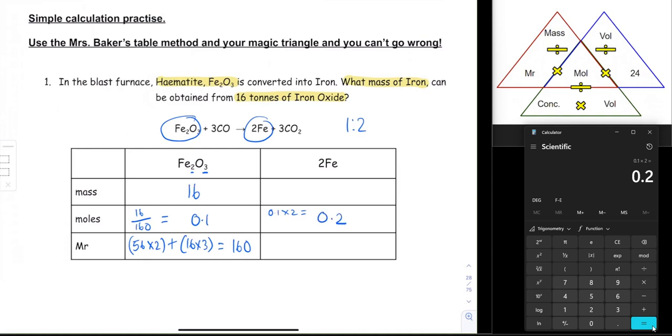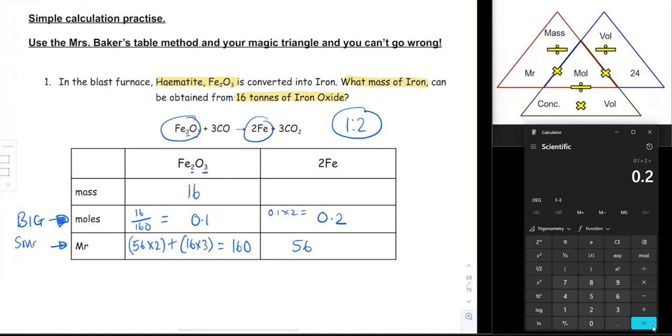Now I can work out the Mr of iron. It's 56. A lot of people say, well, Mrs. Baker, why isn't it 2 times 56? The reason it's not 2 times 56 is because in this column here, we use the big numbers, the molar ratio. The big numbers tell us our molar ratios here. But the small number talks about the mass of the compound. And so for the mass of the compound, we need to look at the small numbers going along.